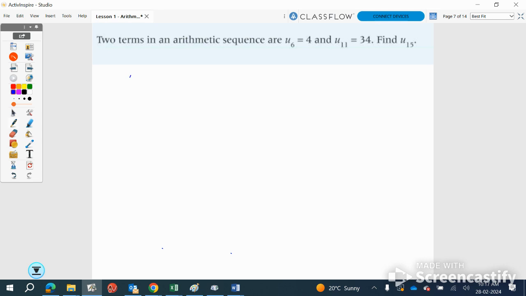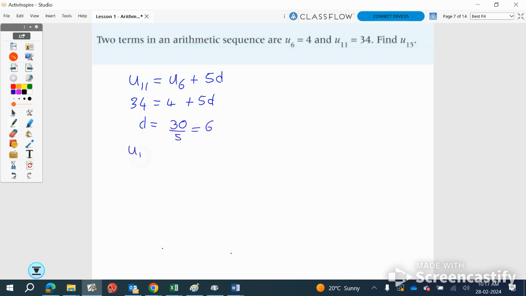If we want U11 and we're at U6, how many lots of common difference do we need? 5. We need 5 lots of common difference. So we can put these in. We've got 34 is equal to 4 plus 5d. That means that d is equal to 30 divided by 5, which is equal to 6.